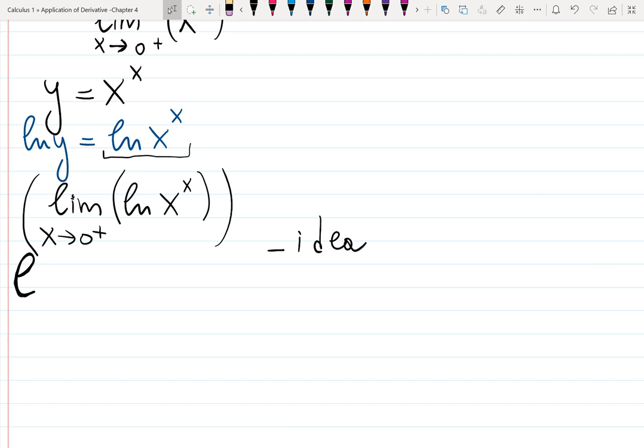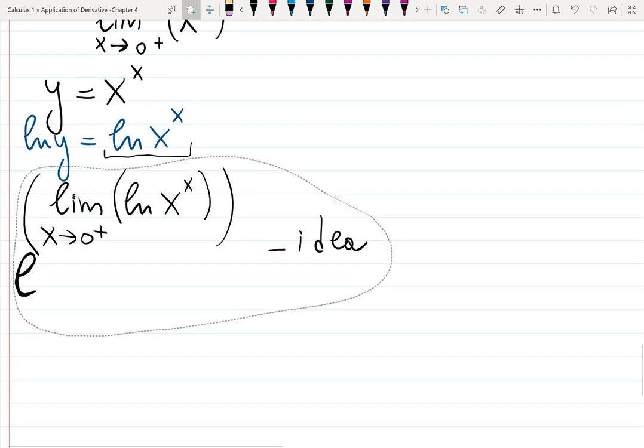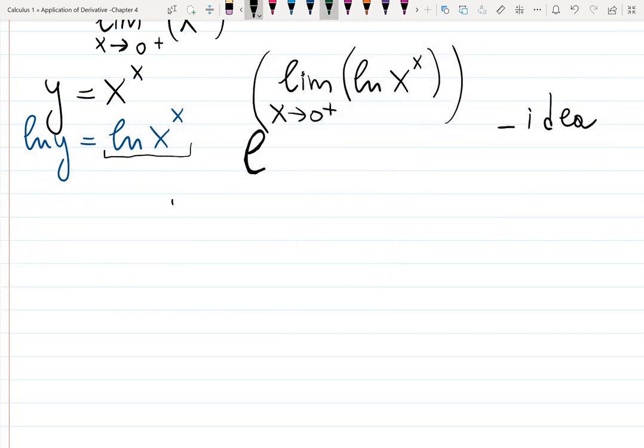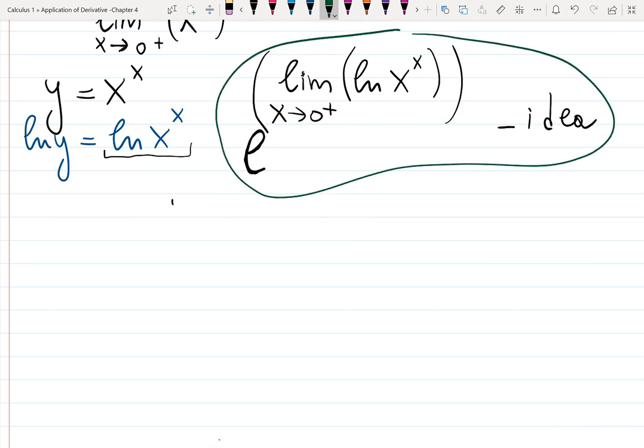But some people do write it this way, e to the everything. It just takes a lot of space, and I think students tend to make mistakes when they do it this way. So I like to take this idea and break it into steps. Step 1, write down log for both sides. Step 2, actually find the limit as x approaches 0 from the right of x to the natural log of x to the x. So we're going to be working with that.